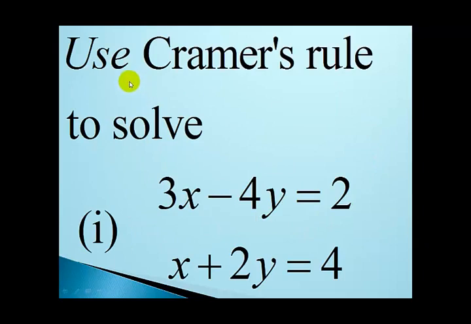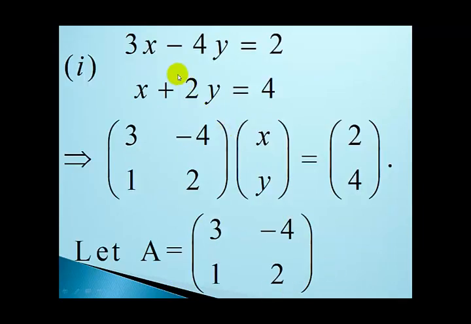Now, let's look at this example. Use Cramer's rule to solve 3x minus 4y equals 2, x plus 2y equals 4. Given these equations, the coefficients of x and y are 3, minus 4, 1, 2, and that forms the matrix, multiplying xy, which is equal to the constants 2, 4. Now let A be equal to 3, minus 4, 1, 2. That's the matrix of the coefficients of x and y.